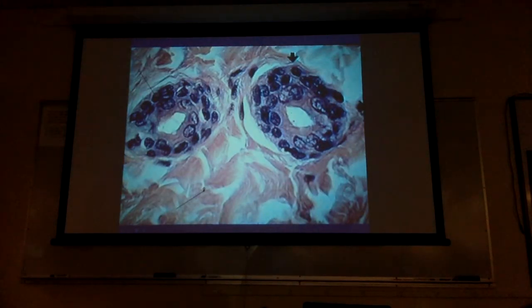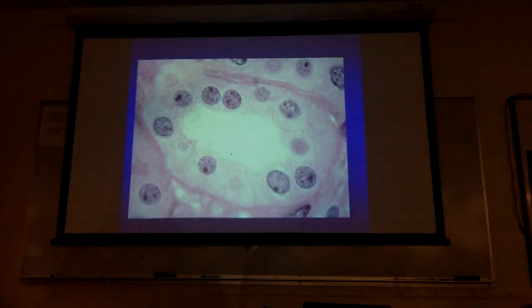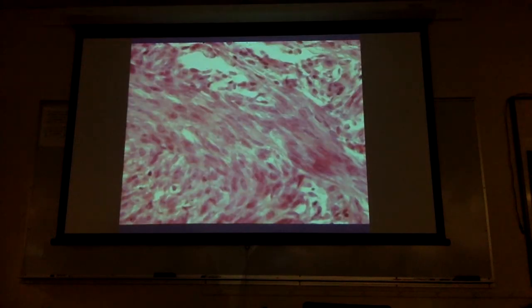And let's not worry about this. And this is skeletal muscle. And this is stratified cuboidal, and this is skeletal muscle, and this is simple cuboidal. And what's this? Simple columnar, that's right. What's this? Smooth. This is smooth muscle. Areolar. That's a tricky one.